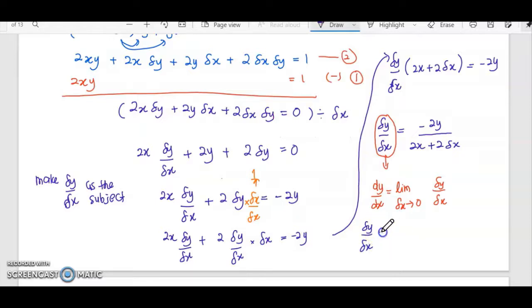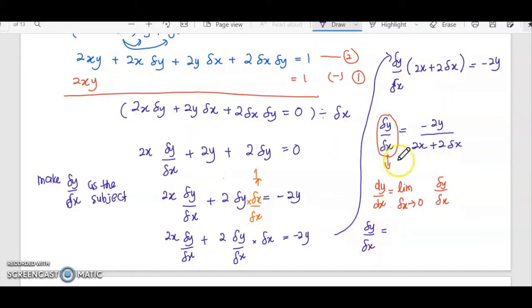Sebab tu saya kena guna board lain kat sini. Sorry, this one should be delta y over delta x. Okay, dy over dx equal to this part kita akan gantikan limit tu tadi. Delta x kita gantikan dengan kosong. So apa akan jadi kat sini? So bila dah letak limit semua, kita terus boleh dapat negative 2y over 2x.